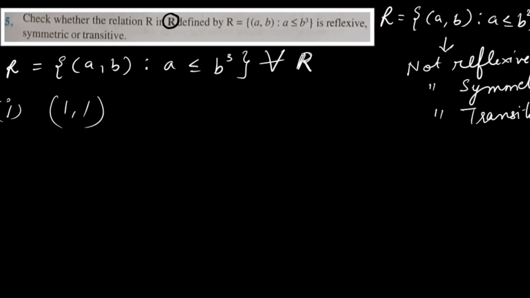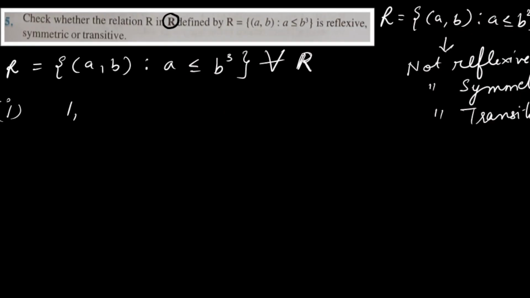So sometimes students will think of 1 comma 1, some simple whole numbers or natural numbers, and take those. The relation will always be true for natural numbers or whole numbers, because 1 is less than or equal to 1 cube. So we don't have to take such examples. We have to take a different variety of examples.